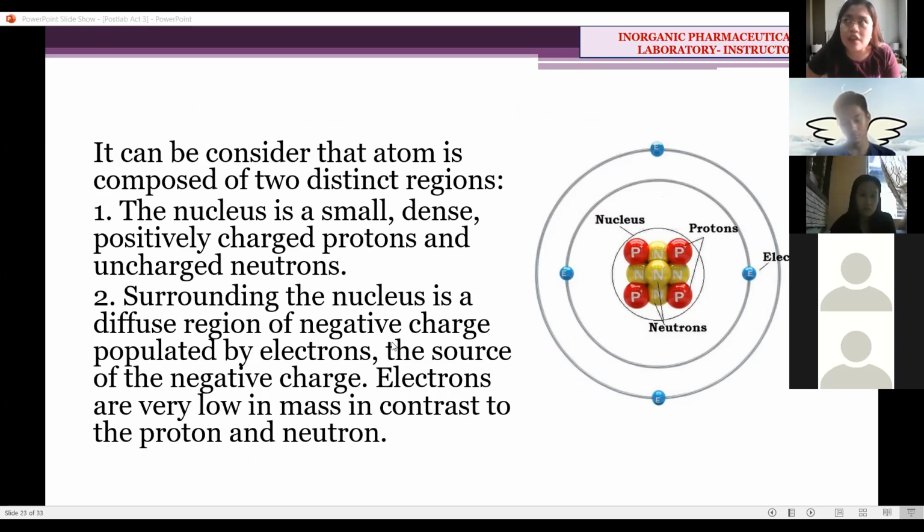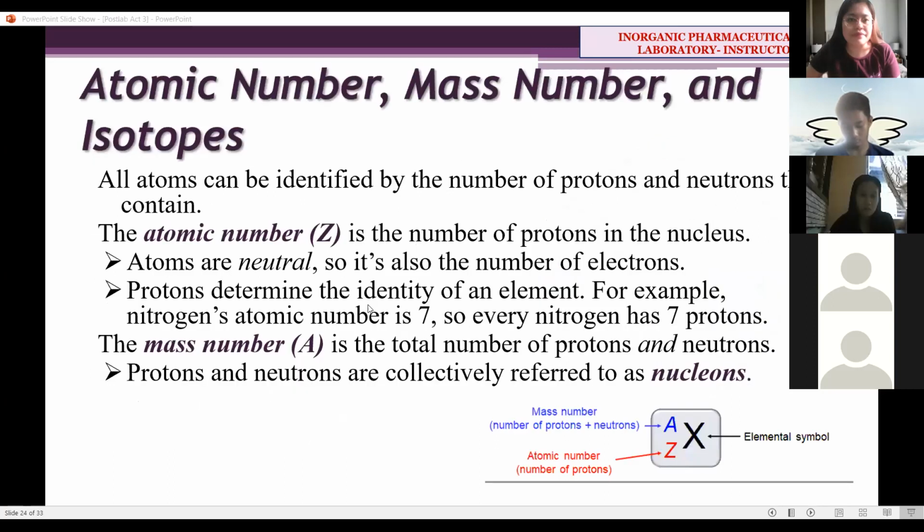Now, electrons are very light. That is why they are not actually included in the atomic mass. The atomic mass is only protons and neutrons; electrons don't count. Again, the mass of electrons is very low. Now, atomic number, mass number, and let's not discuss isotopes yet. Let's have that in the lecture.